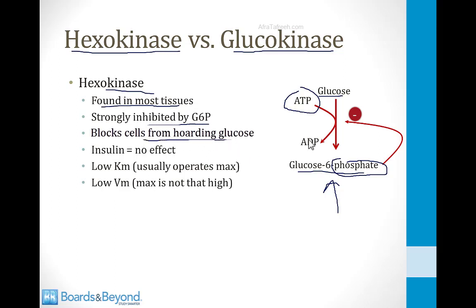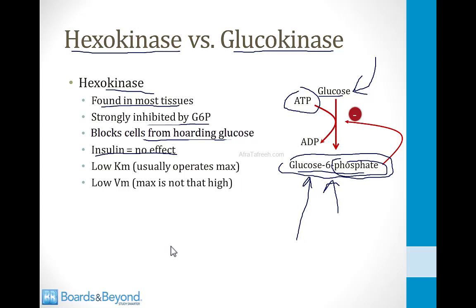Let me explain what I mean by that. Cells will take up glucose and phosphorylate it, but once they develop a sufficiently high level of glucose 6-phosphate, that will inhibit this step and the cell will stop taking up glucose. In other words, cells will only take up glucose until they have satisfied their metabolic requirements. Also, in contrast to glucokinase, insulin does not have an effect on hexokinase. It is always operating based on the level of glucose 6-phosphate inside the cell.